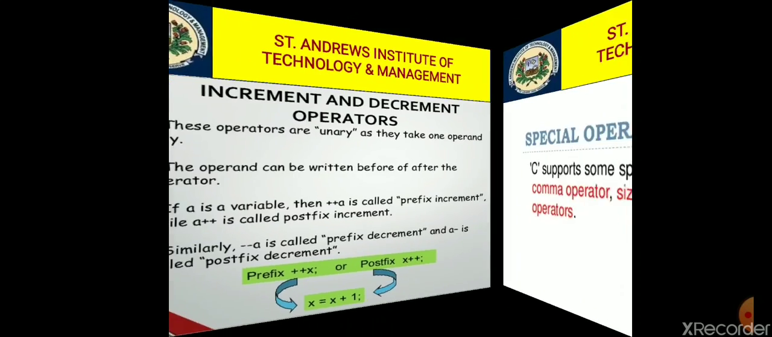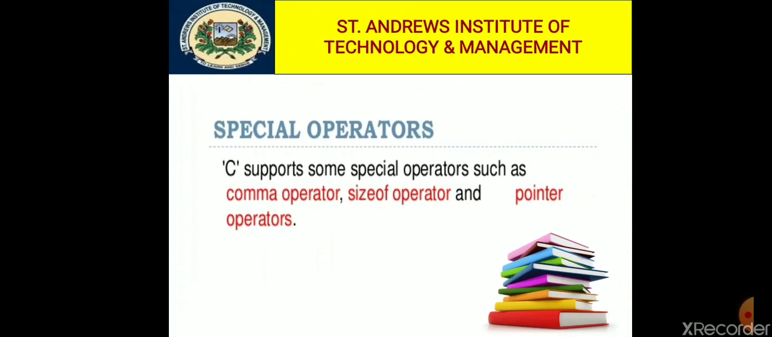Okay, the next one is special operators. C supports some special operators such as comma operator, sizeof operator and pointer operator. So what is comma operator? This operator can be used to link related expressions together. A comma linked list of expressions is evaluated left to right, and the value of the rightmost expression is the value of the combined expression. The sizeof operator is used to find the number of bytes occupied by a variable or data type in computer memory.